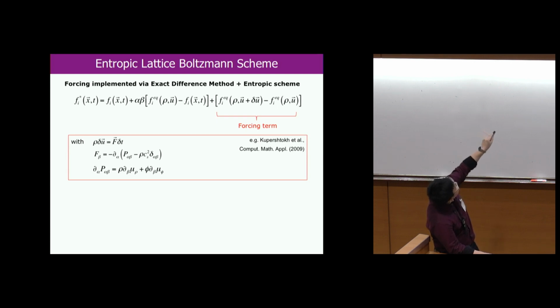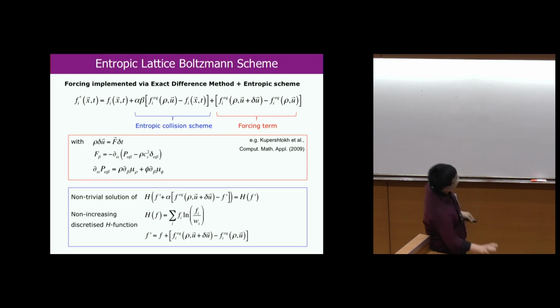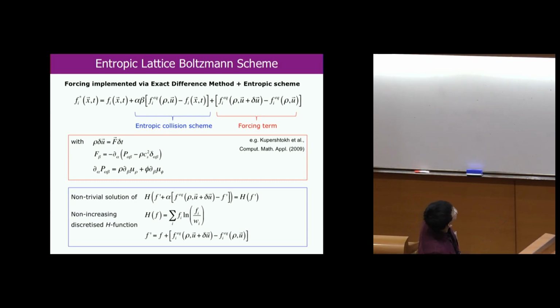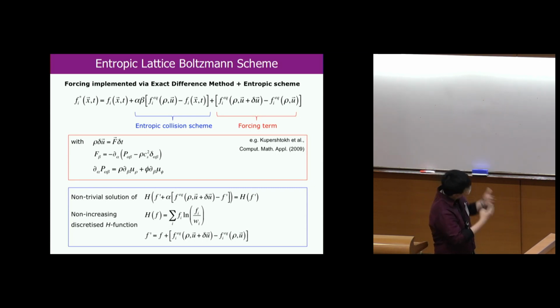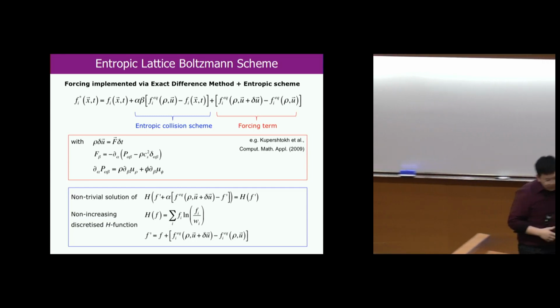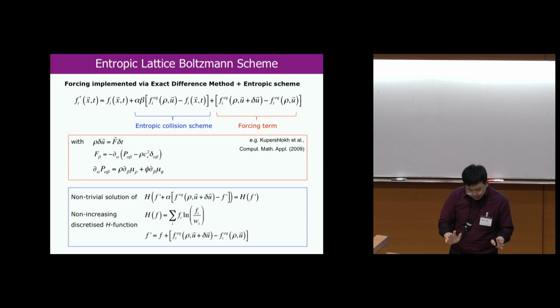This is a particular choice of a forcing term, and we use this to implement the thermodynamics. And then you determine alpha here based on the non-trivial solution of this H equation. So basically, this is the lattice equivalent of the Boltzmann H function. And what this entropic Lattice Boltzmann scheme does is that it makes sure that the H function doesn't increase. In other words, the entropy is always increasing. Right, so it's a sensible thing to do. Okay, so this is basically how we do it.